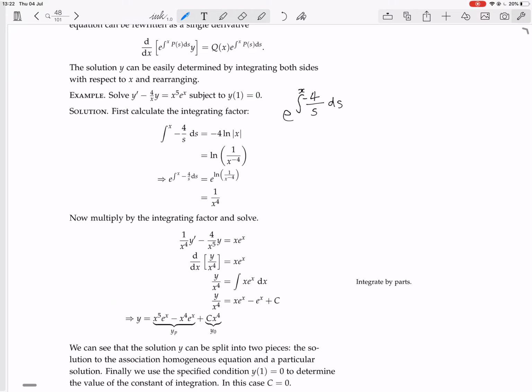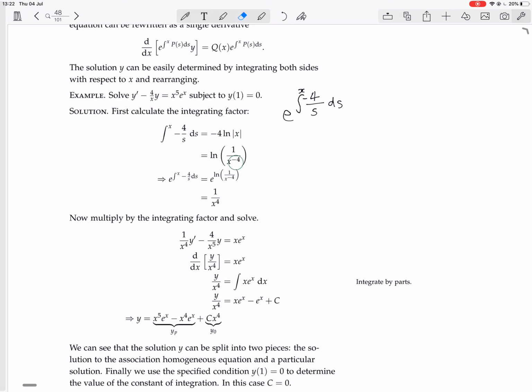Okay? So we need to calculate this now. So they do it in two parts. First of all, they calculate this integral. It's minus 4 ln absolute value of x. So you can bring the minus 4 in here.